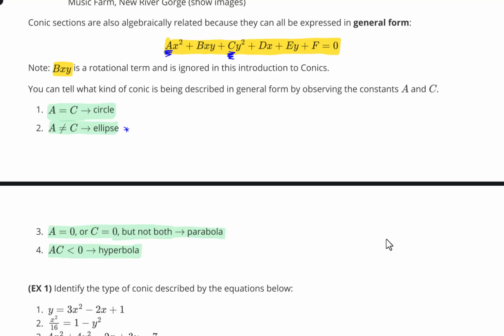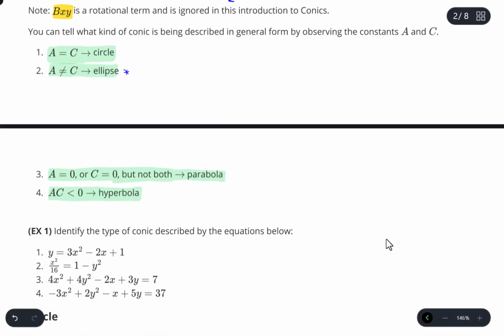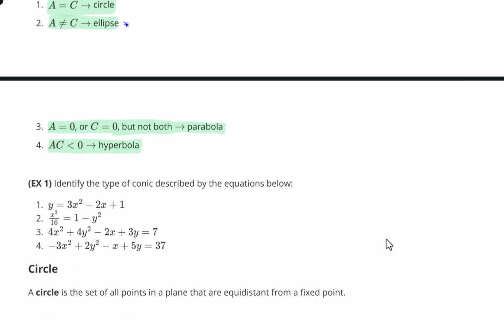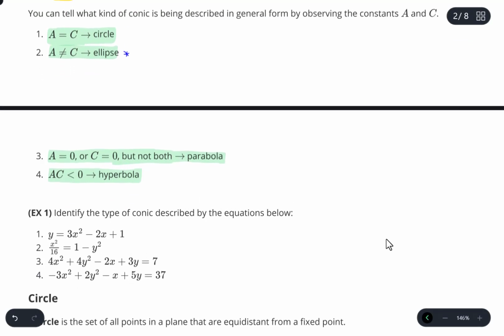Let's take a look at a couple of examples and see if we can identify some conic sections, and then you can try some in your homework. So identify the type of conic described by these equations. In the first one, just going through and observing what we have here, we have one squared variable. If there's only one squared variable, then that is a pretty good indicator that this would produce a parabola. And actually, that's better than a pretty good indicator. That is the indicator.